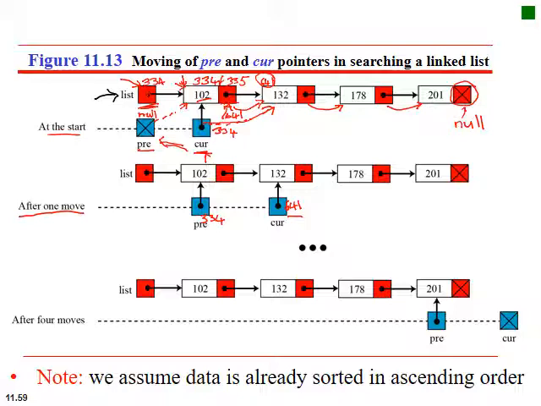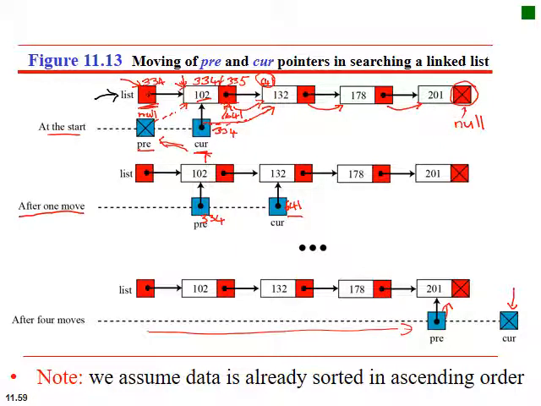Okay, so after 4 moves, we end up going through right to the end. As soon as the current pointer becomes null, it means we're at the end of the list, because the current pointer does not point to anything, which means we have gone through all the elements, and the pre-pointer would be pointing to the last element of the list.